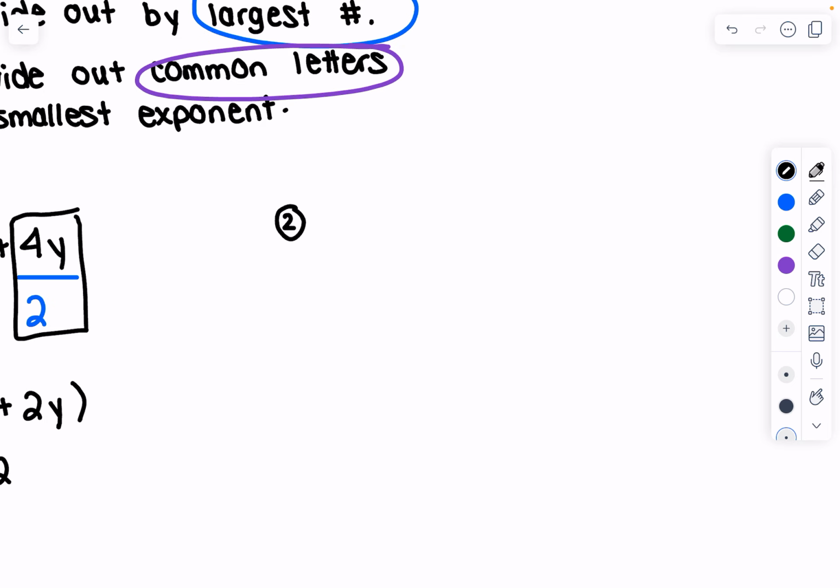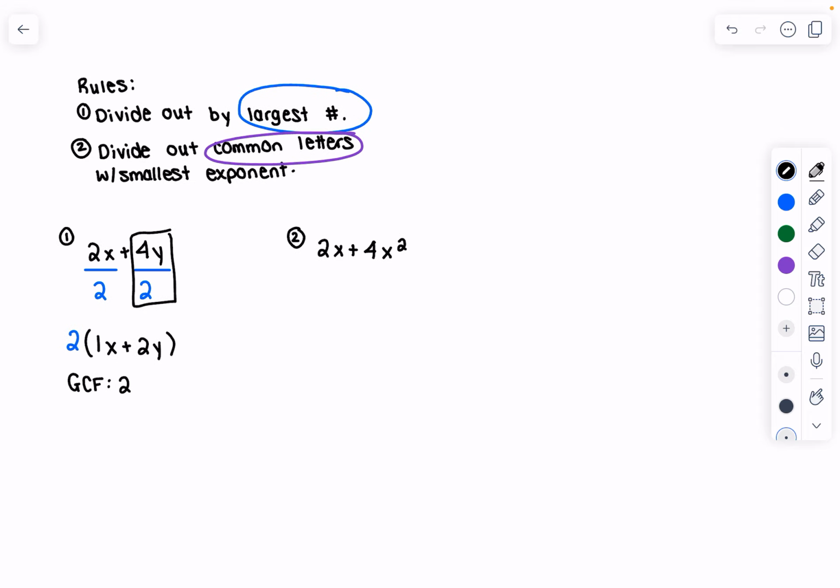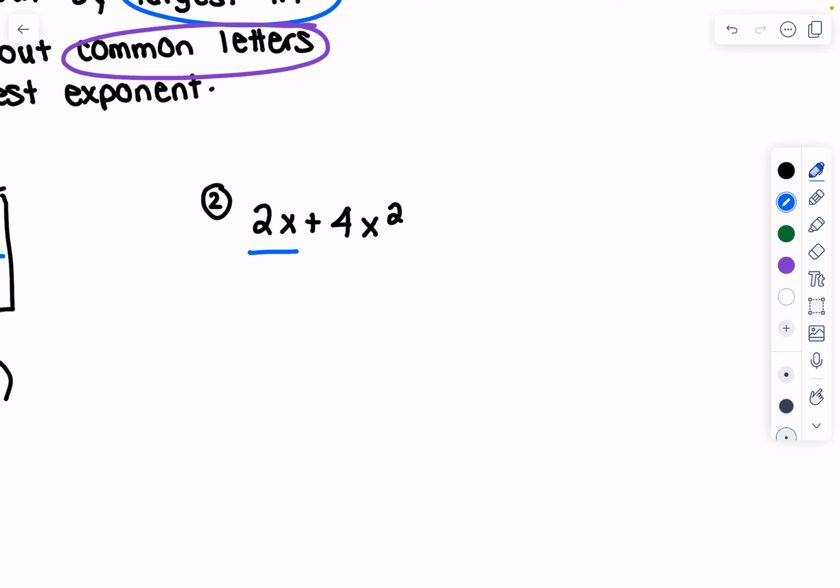So let's try a slightly different one. What if we change this question slightly? So what if we have 2x plus 4x squared? Here's where it gets a little bit interesting. So, same thing, very similar coefficients, right? You have 2 and 4. We already know the largest possible number is going to be 2.